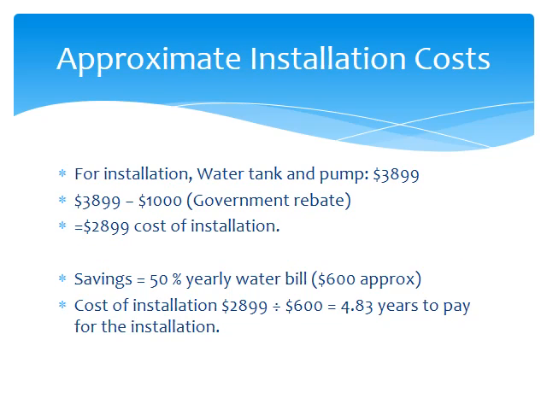We need to look at installation for the financial costs. With a local company, it's $3,899 to get a 5,000 litre water tank installed, minus the $1,000 government rebate, which gives us around $2,899 for the installation. We're saving around 50% on our yearly water bill, which is saving around $600. If we take $2,899 and divide that by 600, we get 4.83 years to pay for the installation with savings. So we're looking around about 5 years.